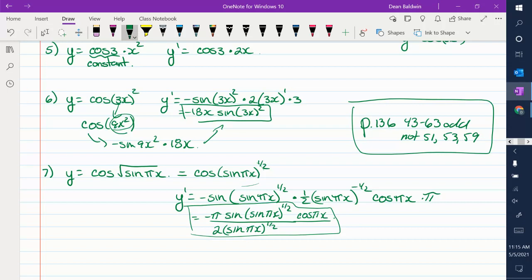If you want, remember the derivative of the tan function is what? Secant squared. You can use that. We proved it.